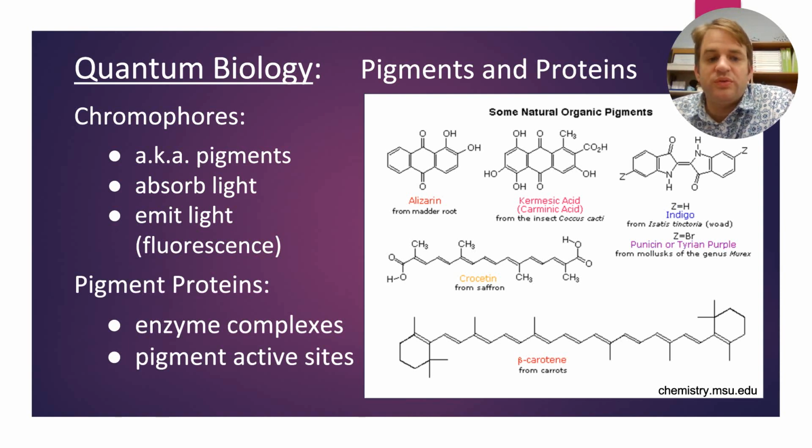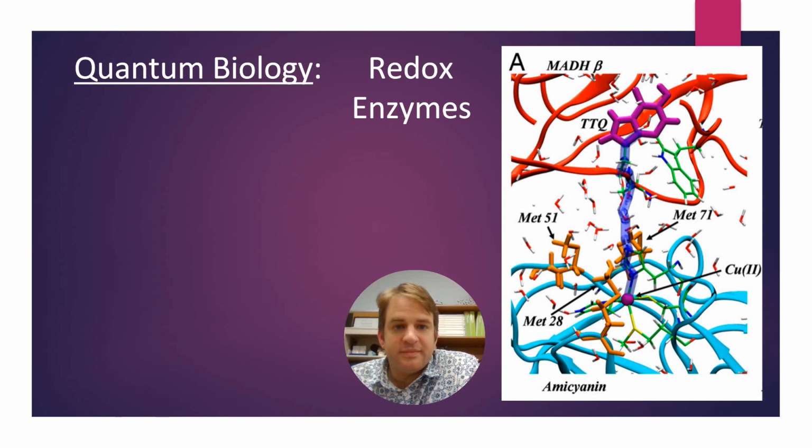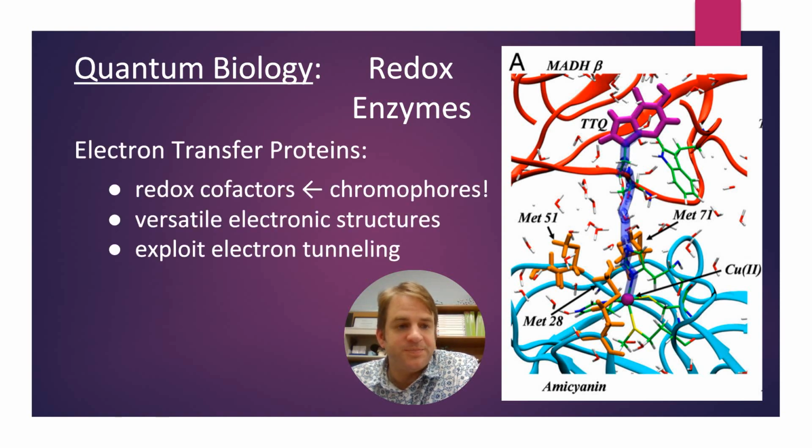Pigment proteins are crucial to enzyme complexes and are almost universally found in active sites of proteins, where they are critical to numerous metabolic tasks. Redox enzymes, the enzymes that carry out electronic transitions, and specifically electron or proton transfers. And here's a graphical image of an electron being transferred from a previous paper of mine with Deland and coworkers.